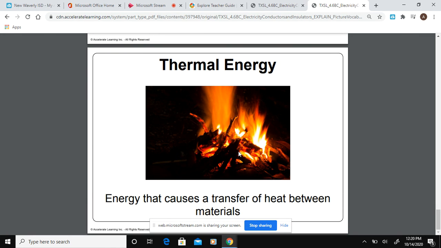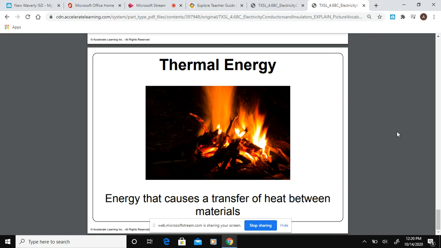Our last one is thermal energy. I know we learned about thermal energy in our last unit. It's just a refresher, but it helps you understand a little more when it comes to this unit. Thermal energy is energy that causes a transfer of heat between materials. So we're able to understand thermal energy and electrical energy a little more based off of what we had from our last unit.